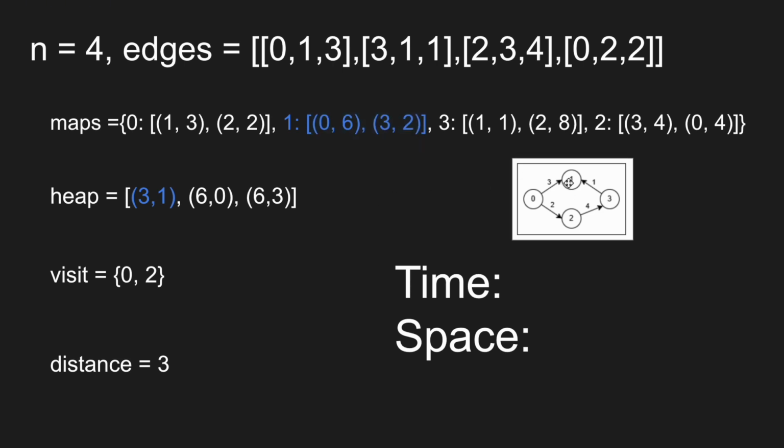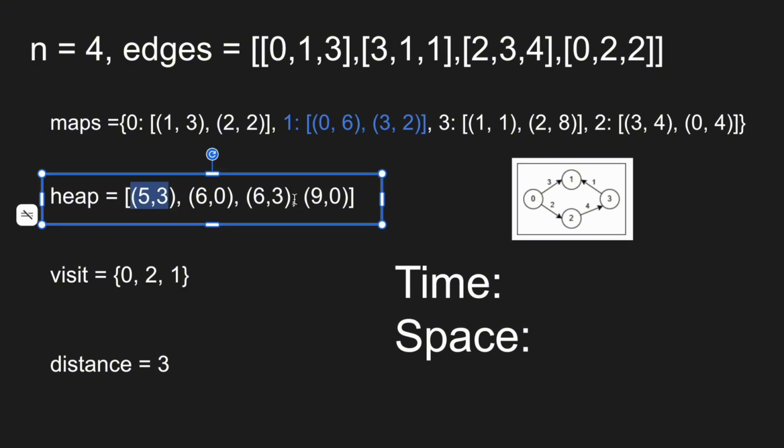So it will take a distance of 9 to travel back because 3 plus 6 would be 9. And to come here, it would be 5 because 3 plus 2 would be 5. So we add those 2 tuples to the heap, add node 1 to visit since we just visited, and distance is now 3. The smallest distance right now is 5.